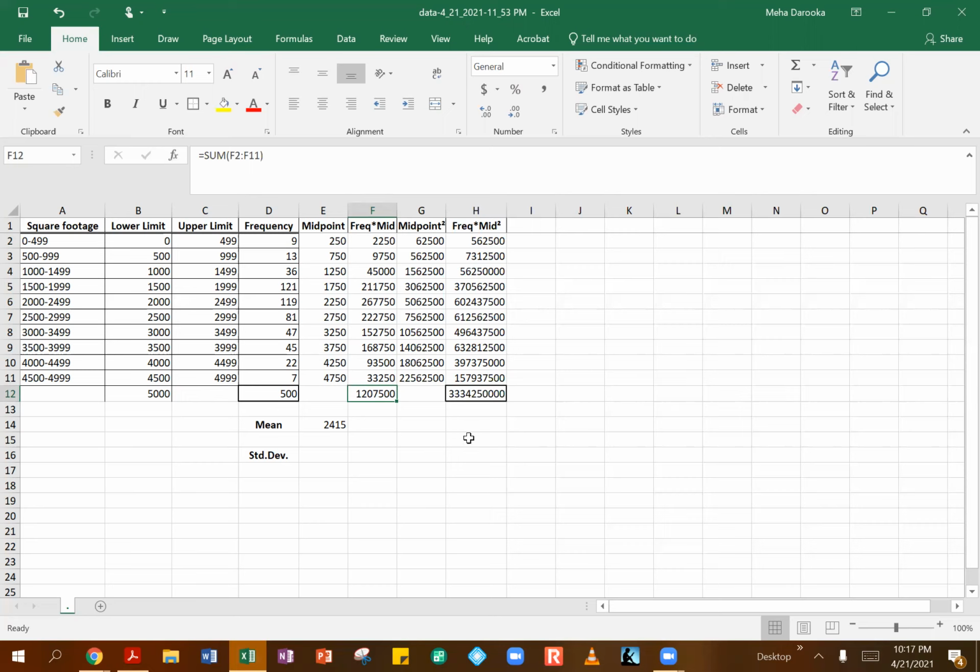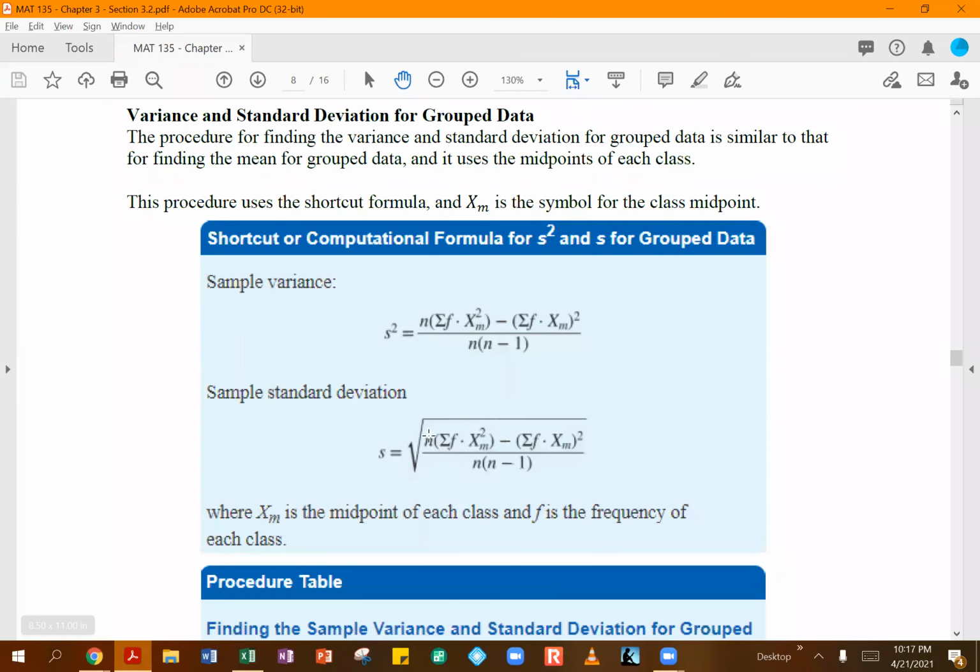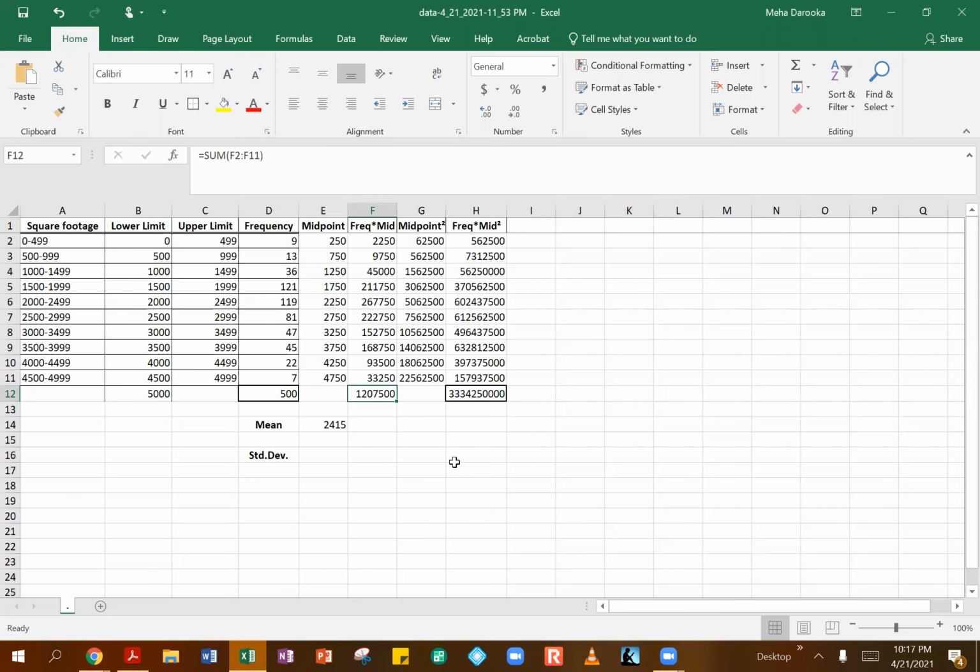So basically what you end up doing is we are taking n, you will see that here, multiplied by the total of our frequency times the midpoint squared column. And again, I'm just going to do this over here.